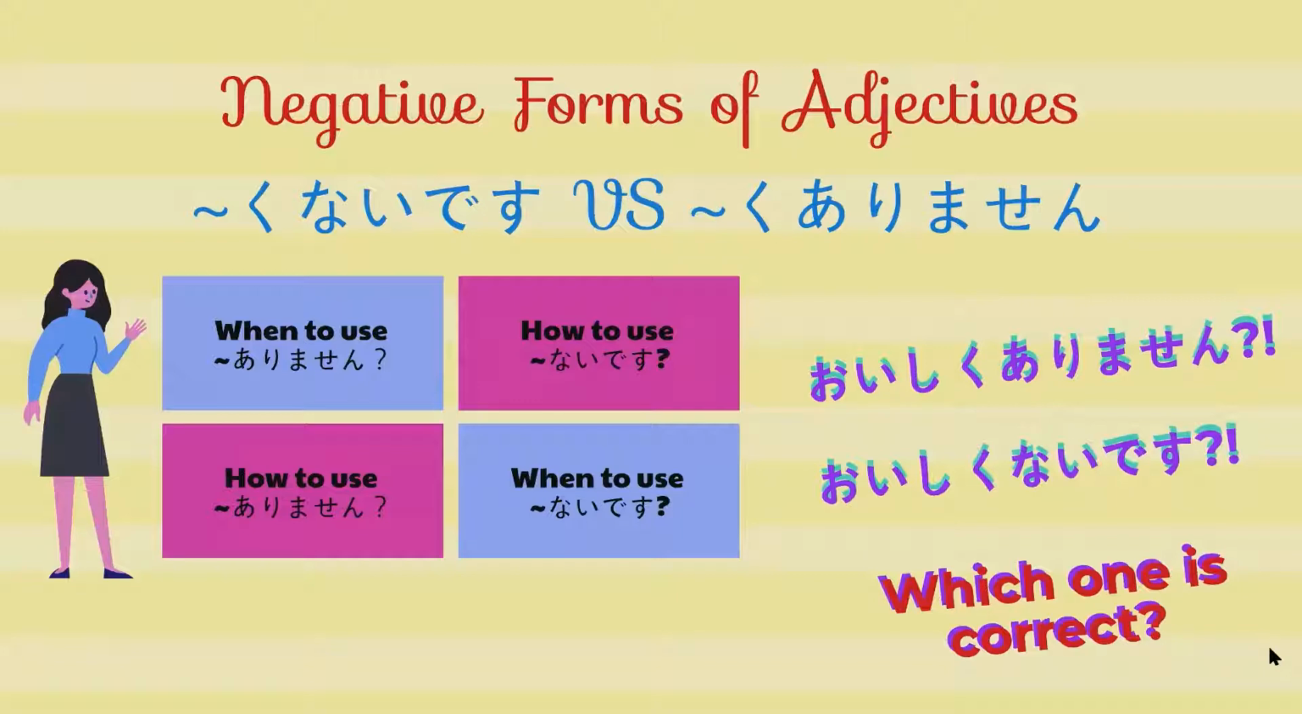Today, we're going to discuss the difference between くないです and くありません. These two are both negative forms of adjectives. By the end of the video, you'll be able to tell whether おいしくありません or おいしくないです is correct. So let's begin.